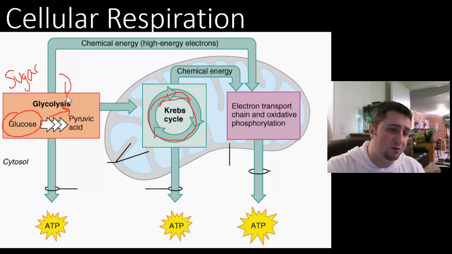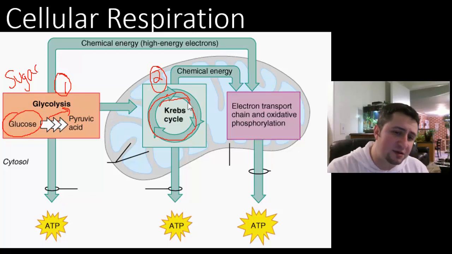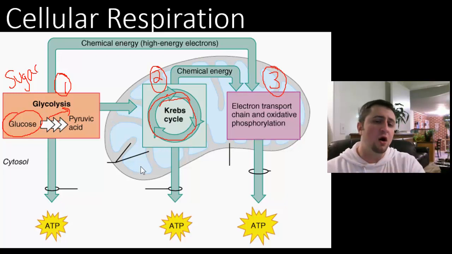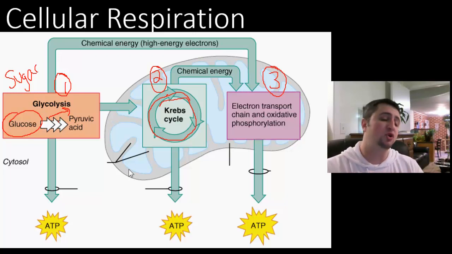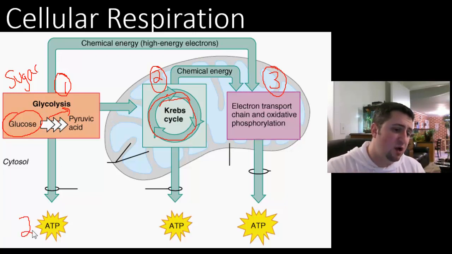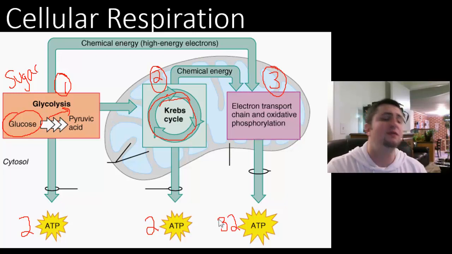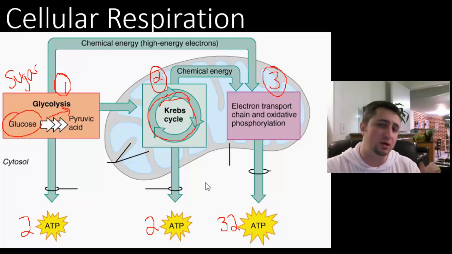Step 1 of cellular respiration is glycolysis. Step 2 is the Krebs cycle. And following the Krebs cycle, there is another step called the electron transport chain. Along all those steps, ATP molecules are produced. In glycolysis, a cell gets an average of 2 ATP. In the Krebs cycle, the cell gets an average of another 2 ATP, and the electron transport chain, our big guy right there, on average produces 32 ATP.